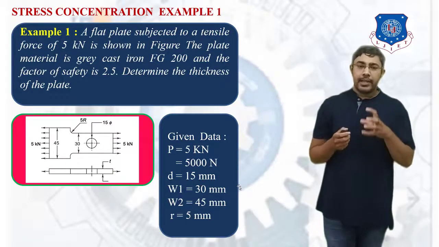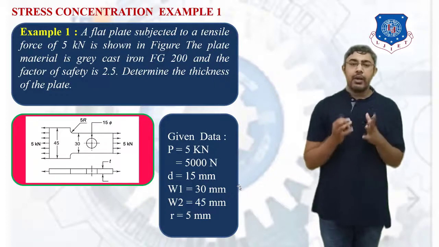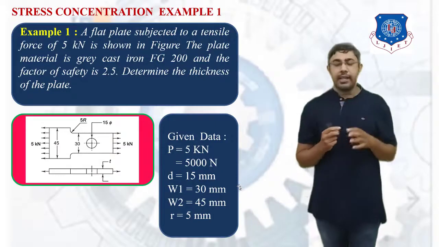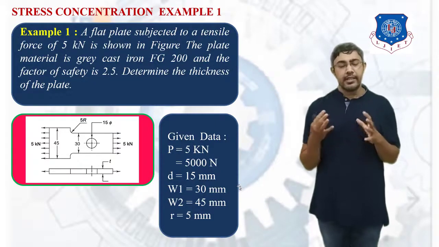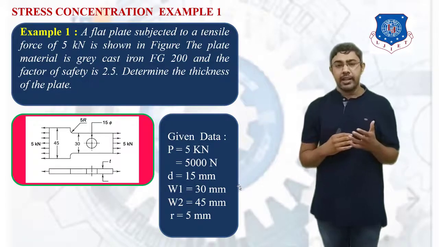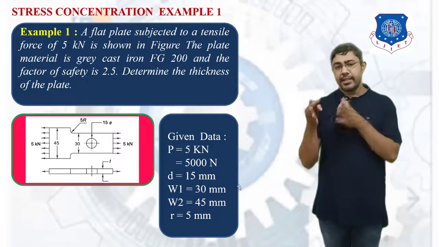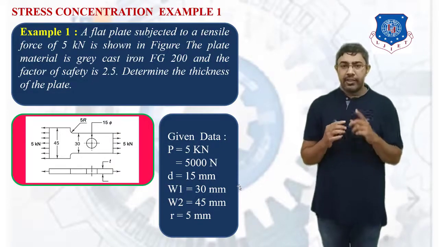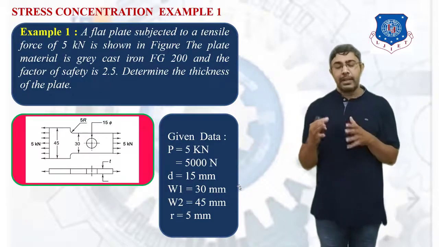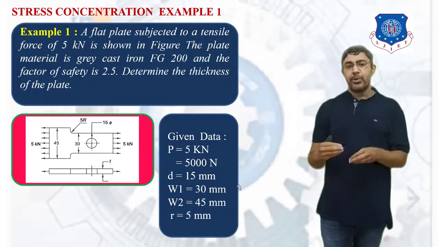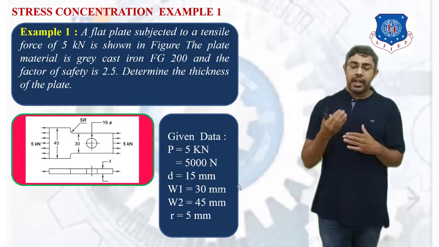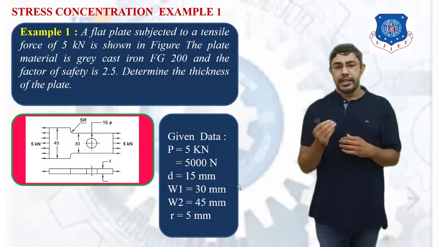To calculate the thickness of the plate, we first have to identify the critical section. From this figure, now you know what stress concentration is and how it occurs. According to this figure, the stress is critical at two sections: first at the fillet section and second at the hole section. We have to calculate the stresses produced at both sections, and whichever is higher, we consider to calculate the thickness of the plate.